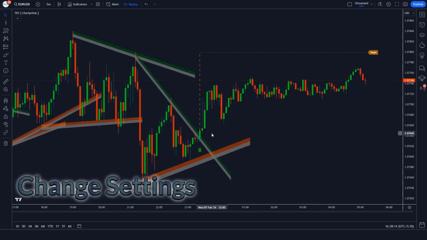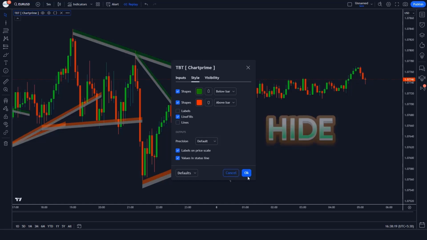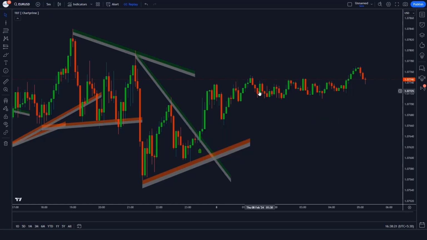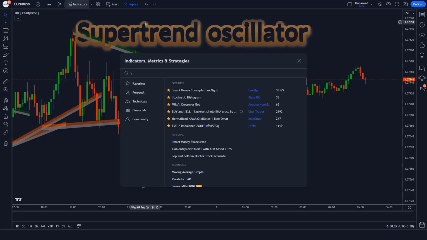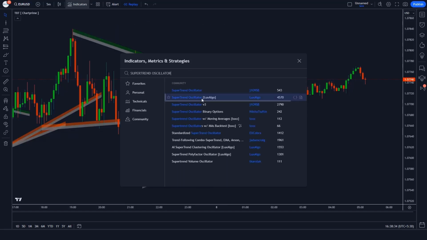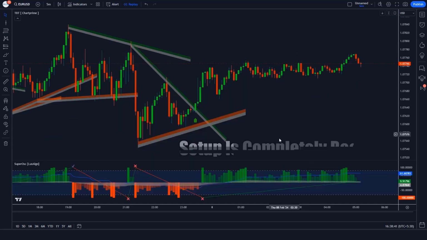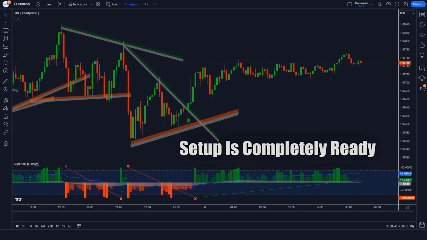Let's modify the settings of the indicator. We have to hide the labels and lines options. After that we have to apply another indicator on the chart. We will search for the Super Trend Oscillator in the search box of TradingView. After that we have to click on the Super Trend Oscillator by LuxAlgo option. Now our trading setup is completely ready.